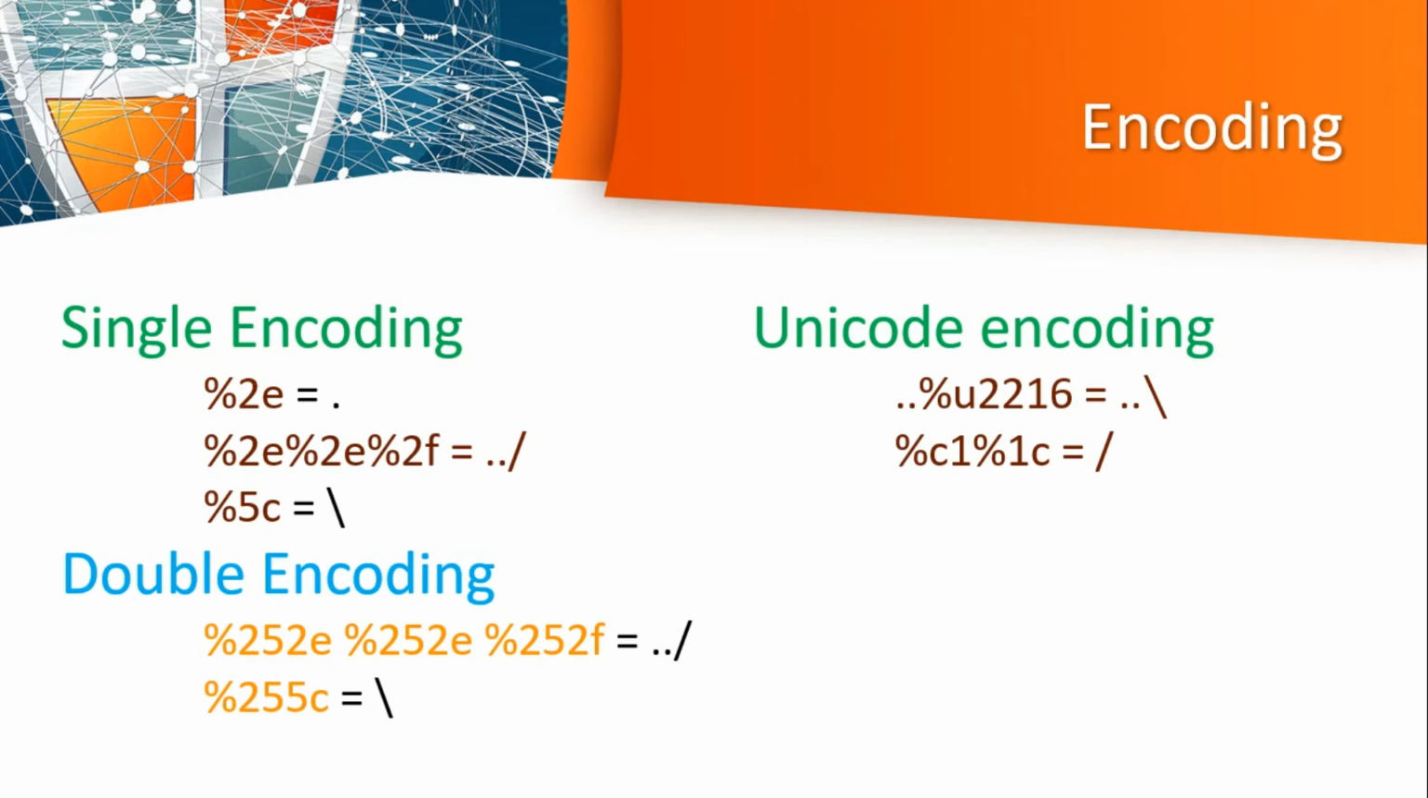Now Microsoft has added one more method, Unicode character support, which introduces a new way of encoding. So %c1%1c is equivalent to a slash, and %u2216 is equivalent to a forward slash. So these are examples of encoding.